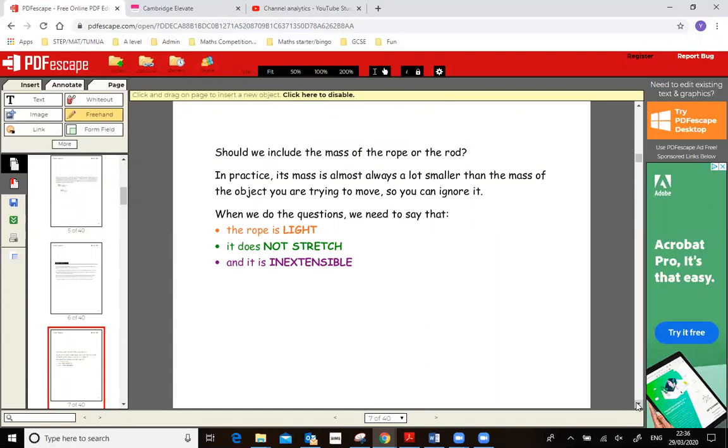So let's think about this. Should we include the mass of the rope or the rod? Well, in practice, its mass is almost always a lot smaller than the mass of the object you are trying to move, so you can ignore it. But when we do the question, we need to say that the rope is light, and it does not stretch, and it is inextensible. So those three things are quite important assumptions, and you need to remember them, as it could be asked in the exam.